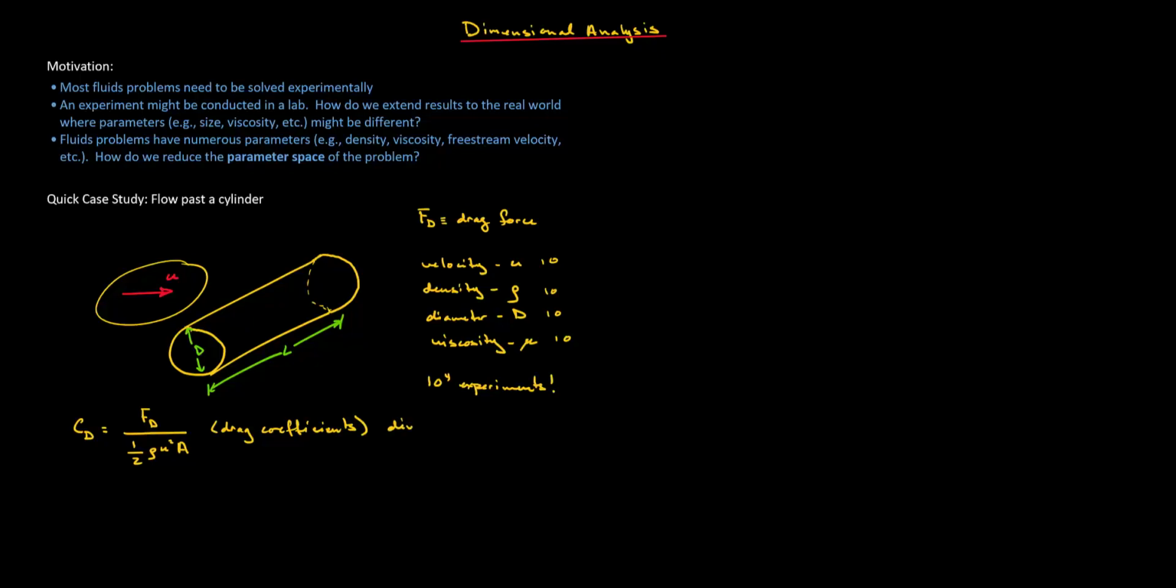And again, this is dimensionless. I encourage you to plug in the dimensions or units in SI, let's say, and you'll see that all the units cancel out. And this is a dimensionless parameter called a drag coefficient. We can also define another important dimensionless parameter, which is called the Reynolds number, which you have seen before. And this too is dimensionless.